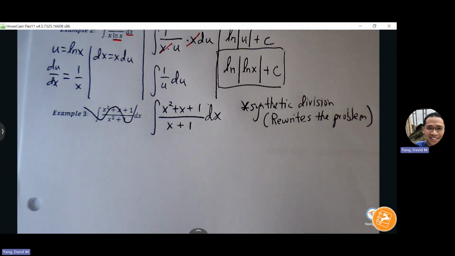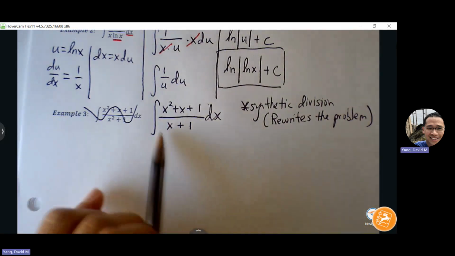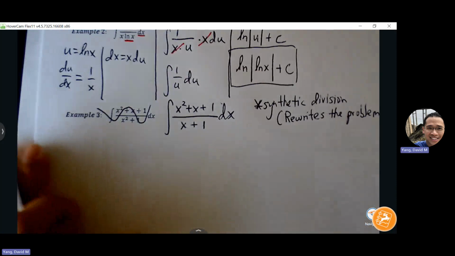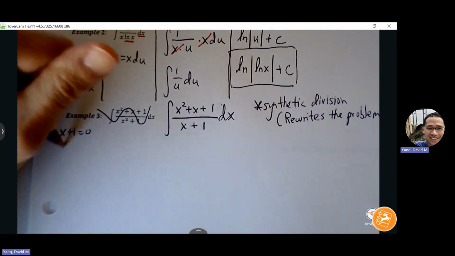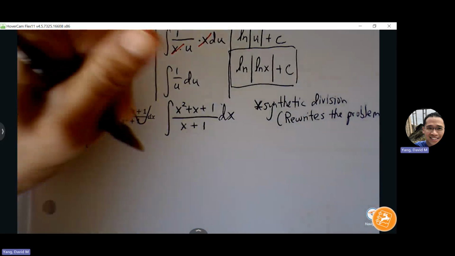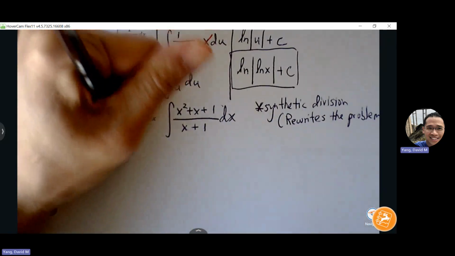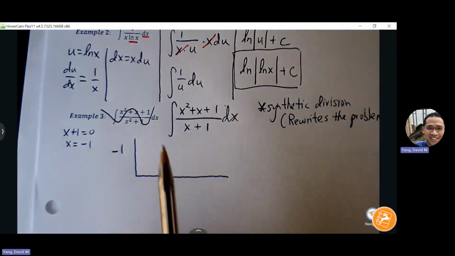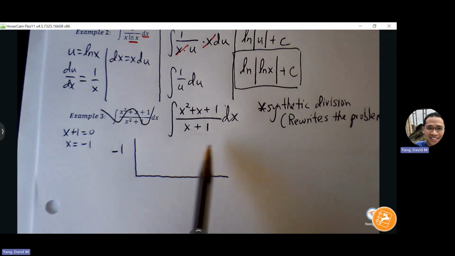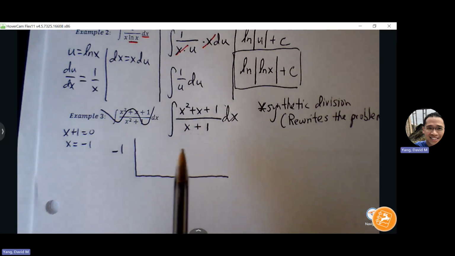So the way we do synthetic division is we set the denominator equal to 0. We find the factor for that. So x equals what? -1. Okay, so you're going to put -1 outside a half box. And then you're going to just write down numbers. Do not write any variables, but you're going to write them in descending order.